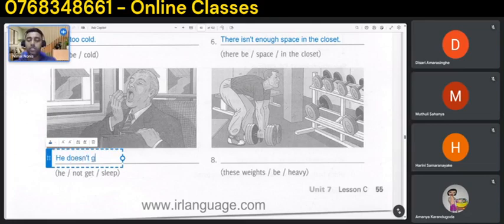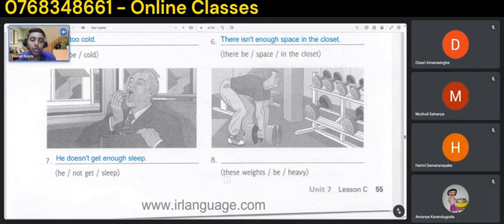He doesn't get enough sleep. If the verb is there, get is the verb. If the verb is there in simple present tense, to write it in the negative form, we have to use doesn't. If the verb is there, to form a question also, we have to use does. Does he get enough sleep? Now here it's a negative sentence, so we have to write he doesn't get enough sleep. That's how it should be written.